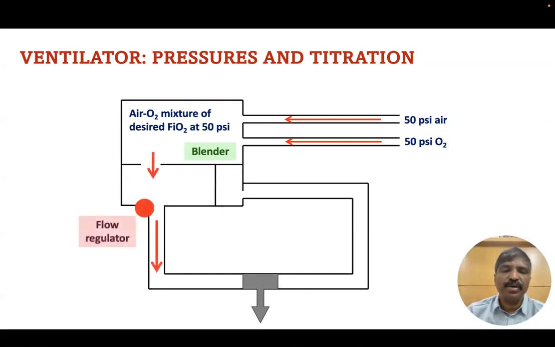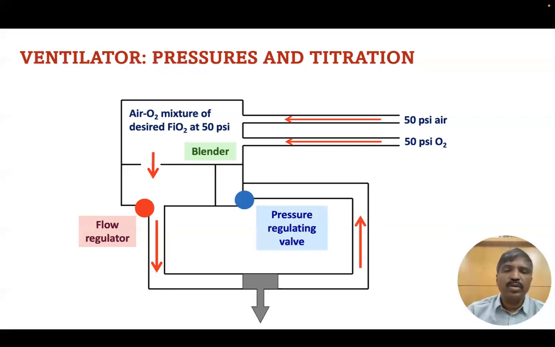From the high pressure chamber, the gas flows into the low pressure chamber, and from the low pressure chamber, the gas flows into the circuit. So from the ventilator, the gas is flowing into the circuit, that is the red arrow. You can see it is going into the circuit, and it flows across the circuit back to the ventilator.